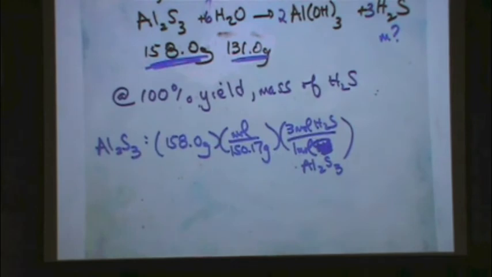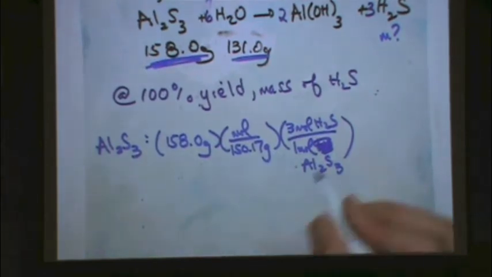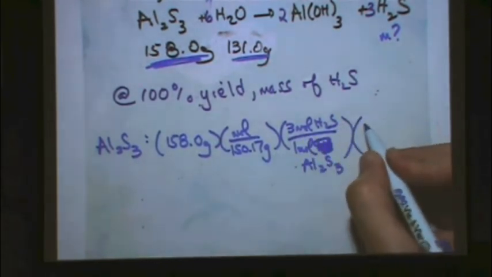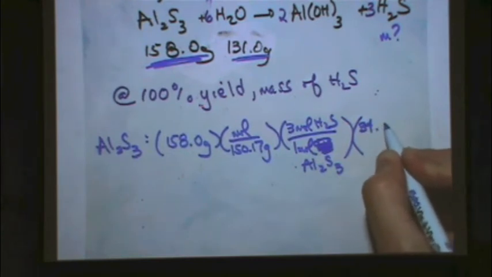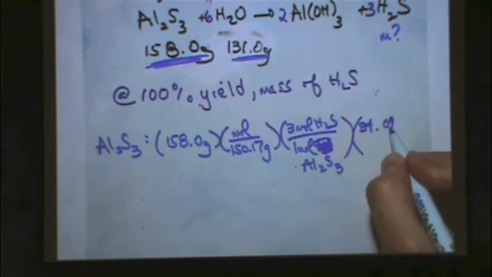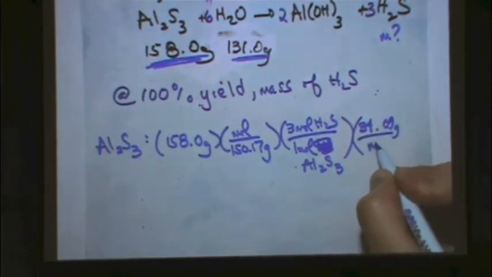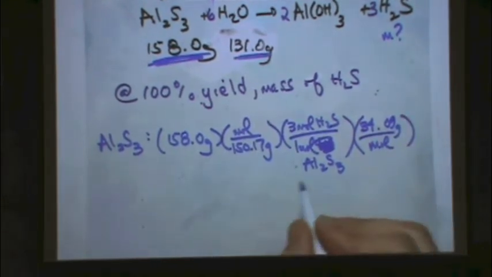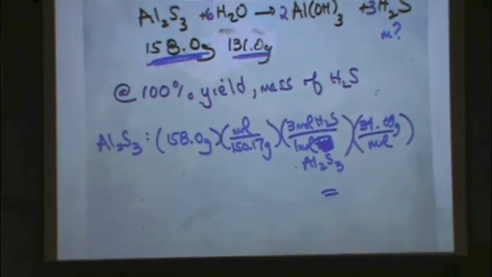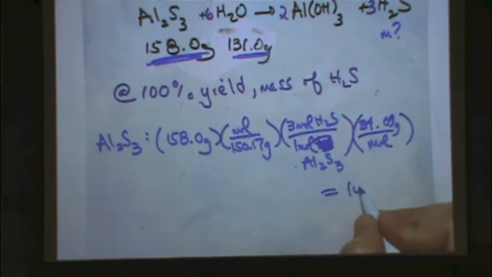Okay, let me see what this one is. This one is the mass. So we'll go one more step. H2S is 34.09, somewhere around there, grams per mole of H2S. This will give me the grams of H2S. So the first one, I got 107.4.